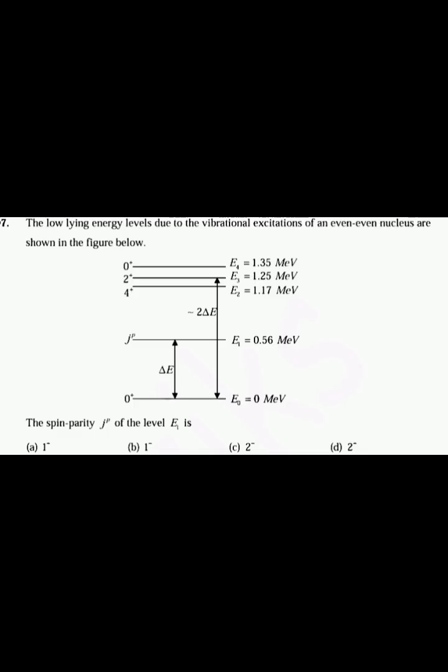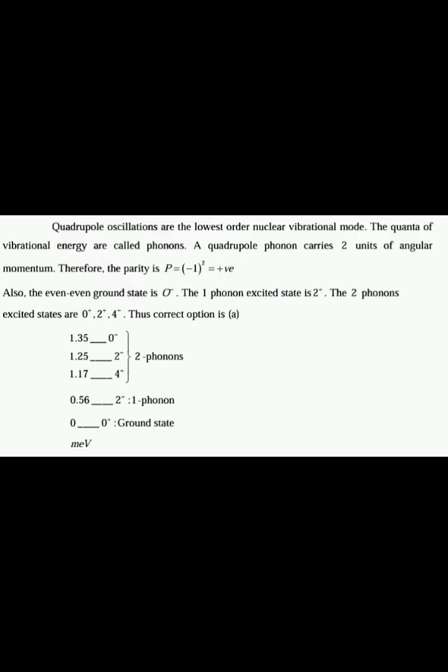The next question is: the low-lying energy levels due to the vibrational excitations of an even nucleus are shown in the figure below. So here, what is the spin parity of the level E1? This is a theoretical question. Here it is mentioned that it is asking about the vibrational excitation. We know that the lowest order vibration is exhibited by the quadrupole mode.